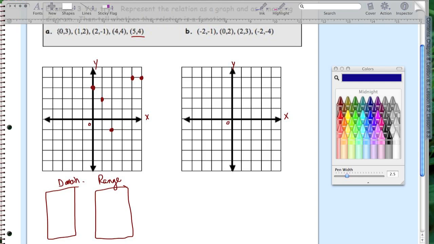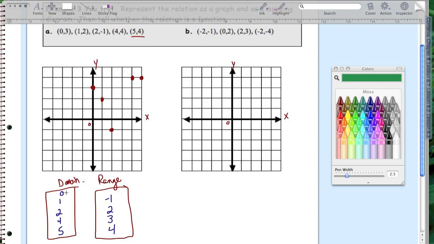So my domain are all the x values, 0, 1, 2, 4, and 5. None of them are repeating, and they're already in order, which is nice. Then we have our range, 3, 2, negative 1, 4, 4. Our 4's repeat, so we don't want to count those twice. So we're just going to do negative 1, 2, 3, and 4. Notice I put them in numerical order, and now we can map them from one to another.